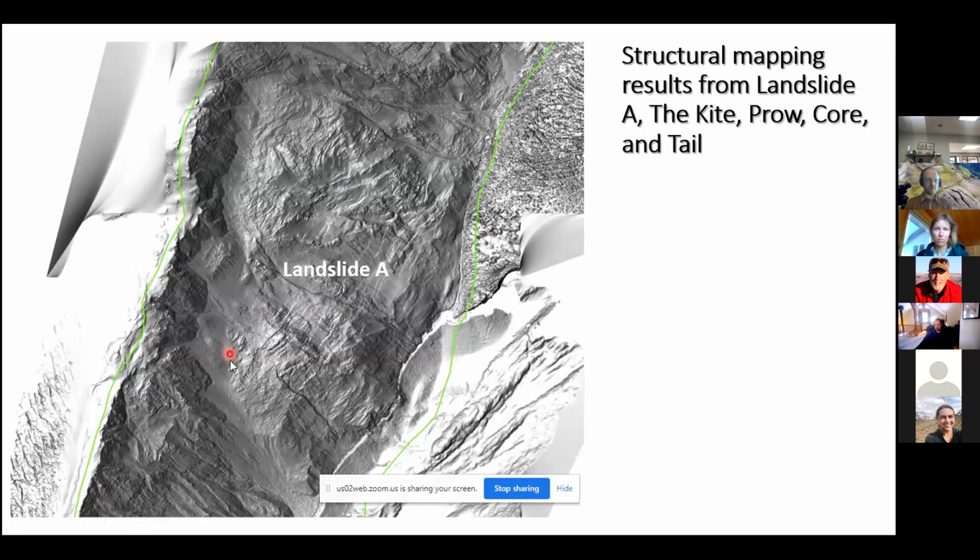So if we look right here, can everyone see my mouse? Yeah, that's coming through pretty good.